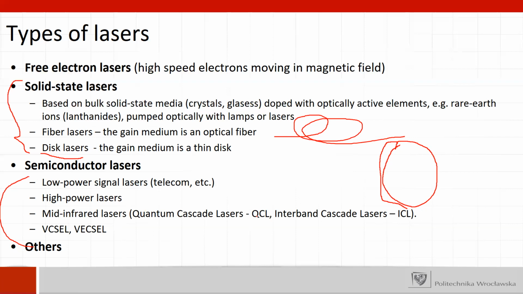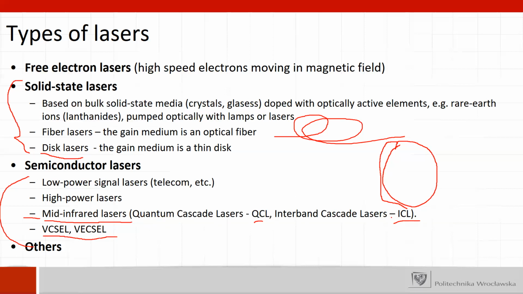that can be used directly for processing of materials, or they can be used as pumps for other types of lasers. We have a group of mid-infrared lasers. So this is a specific group of lasers which are based on some kind of different technology, and they generate mid-infrared light. So light from the range above 3 micrometers, and they are so-called quantum cascade lasers, QCLs, or interband cascade lasers, ICLs. And other lasers like VCSELs.